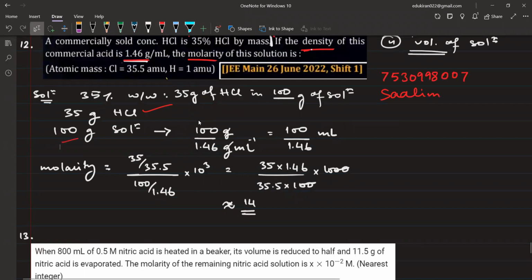100 gram of solution क्या लिख सकते हैं? 100 upon, इससे अगर वॉल्यूम निकालना है, so volume will be what? Whatever the mass is divided by the density. 100 upon 1.46, this will be equal to 100 upon 1.46 ml. It will be in milliliter. Now molarity will be equal to the given mass, 35 grams we have. Molar mass will be 36.5. My bad, हमने 35 लिख दिया है. 35 upon 36.5. Yes, Krishna kept it as 100 only, but I did not. I think I wrote the above step wrong.